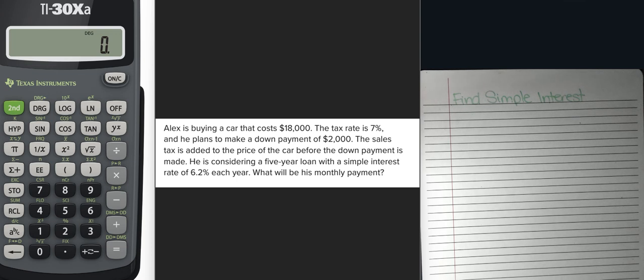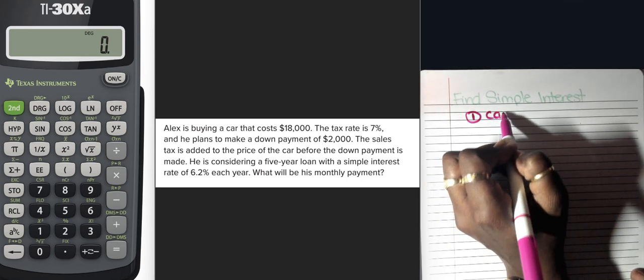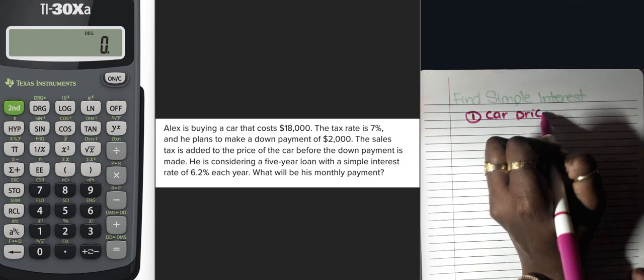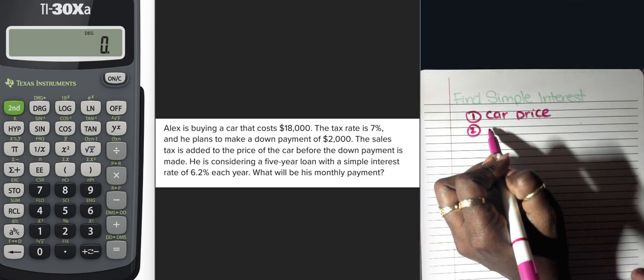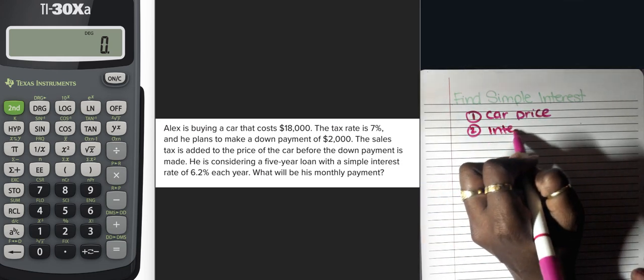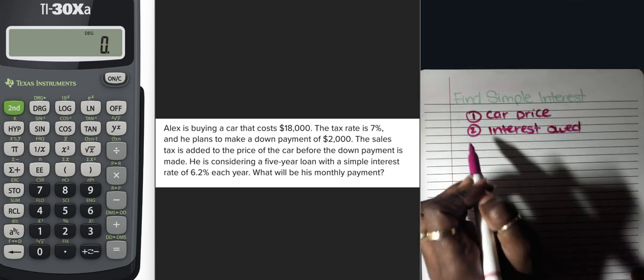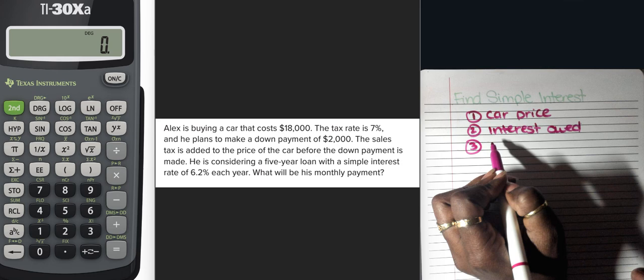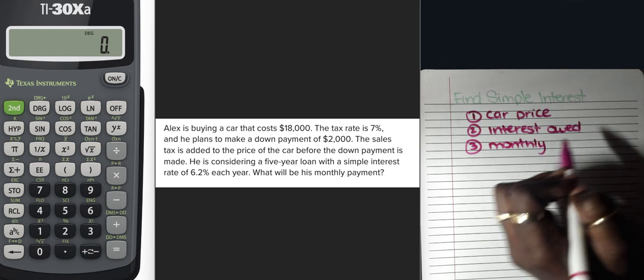So there are a few things that have to be done in order for us to find out how much his monthly payment is going to be. The first thing we need to figure out is how much is the car? So we want to know the car price, okay? And then after we know the car price, we need to figure out how much interest he is going to owe over time. And the final piece is we're going to take all this information and figure out his monthly payment. So this is 3 steps that we'll have to go through.